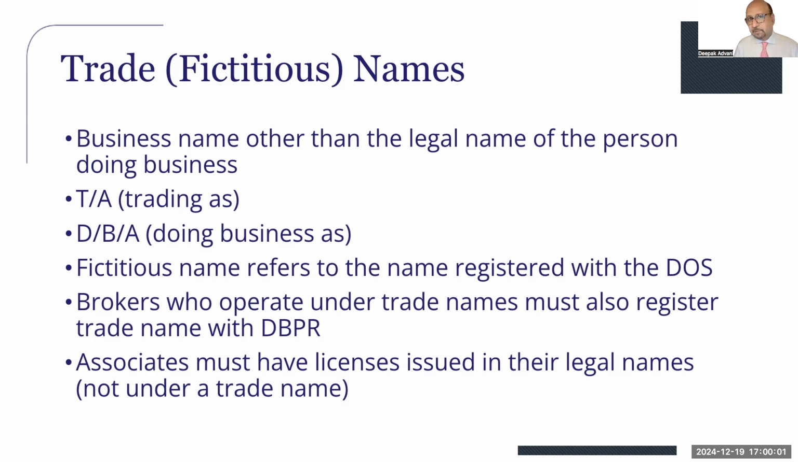Now, fictitious names have to be registered with the Department of State. Brokers who operate under that trade name must also register their trade names with the DBPR. So the DBPR has to be notified about your entity, the brokerage entity. At the same time, it has to be notified about your DBA, your doing business as, your trade name, your fictitious name.